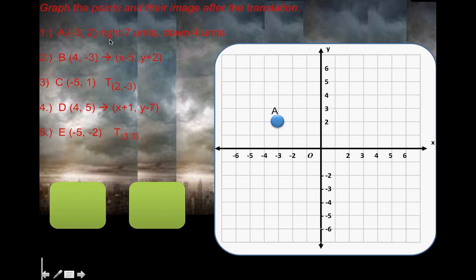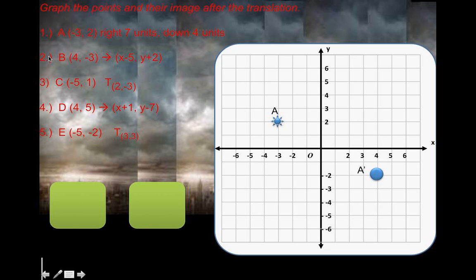Now the translation says we want to go to the right 7 units and down 4 units. So we're going to move from here to the right 7, and then we are going to go down 4. So our image is going to end up right down here. So we'll graph a point there, and we will label it A prime. If you wouldn't mind, when you're copying this down, draw the arrows in just for that first example so you know exactly what you did, but you don't have to do it for the rest of them.